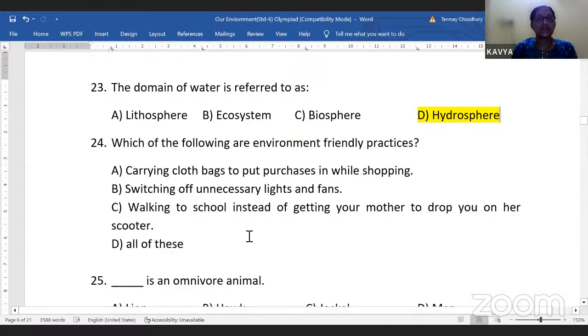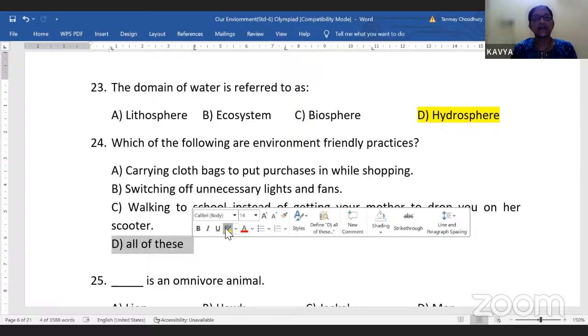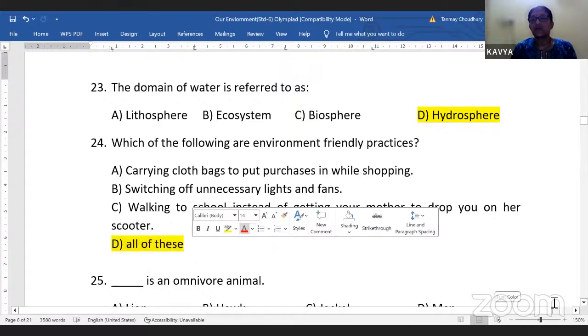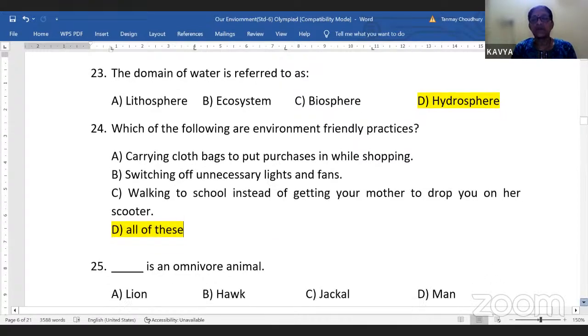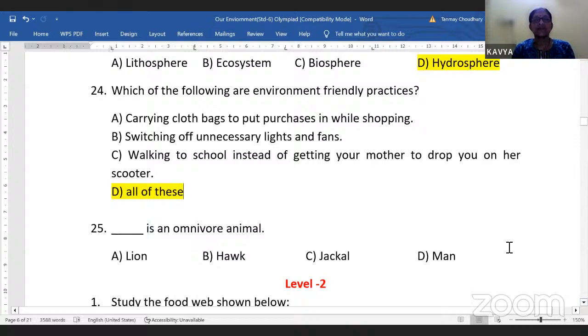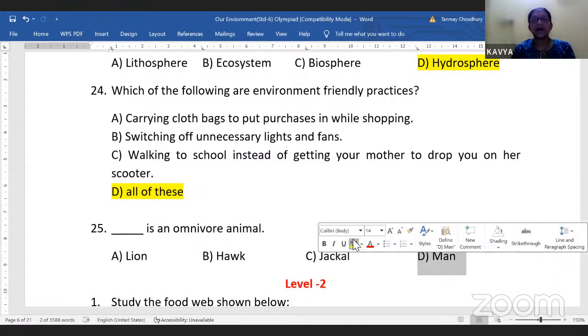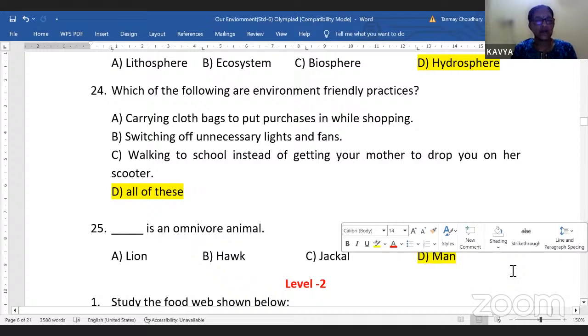Okay, all of these. So here, all of these will be the answer, because all of these are environment-friendly practices. Next: dash is an omnivore animal. I'm sure you'll be able to answer this. Omnivore animals are animals that eat plants and animals. Okay, they can eat plants and animals.